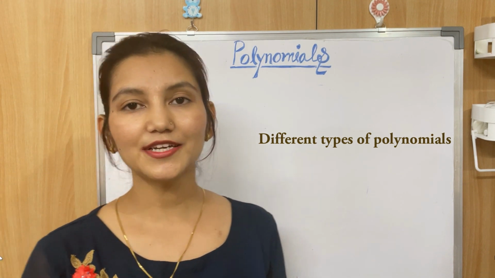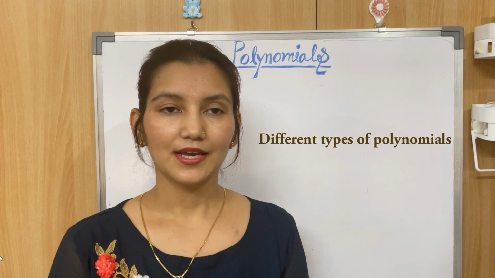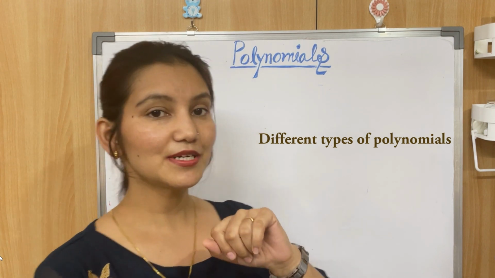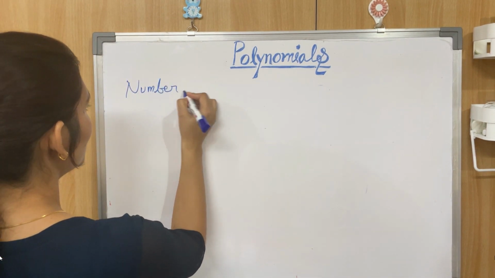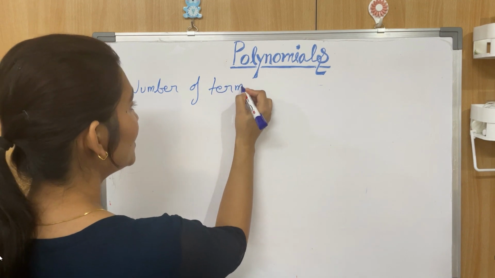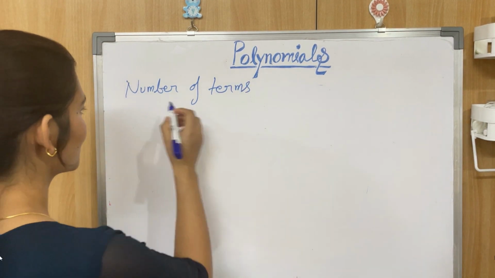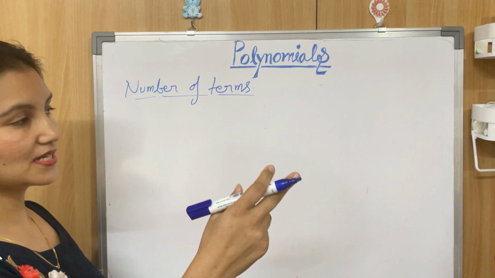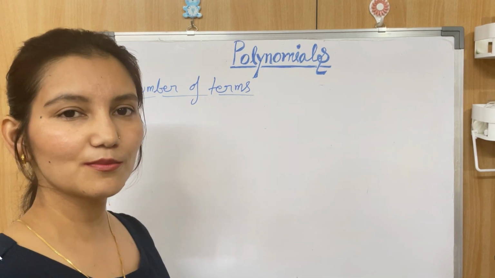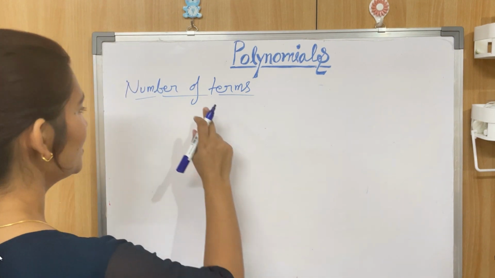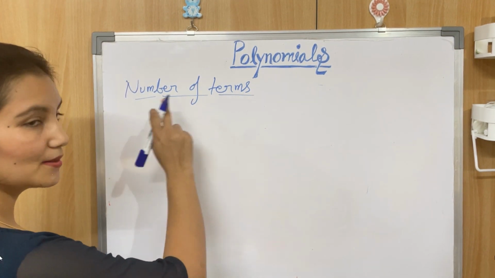So now let's move on to discuss different types of polynomials. How many types of polynomials are there? It depends on what the criteria is to divide them. On the basis of number of terms, how many terms a polynomial has, polynomials are categorized into monomial, binomial, trinomial and so on. So what do we mean by number of terms?